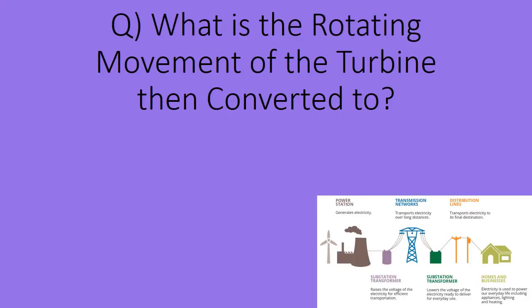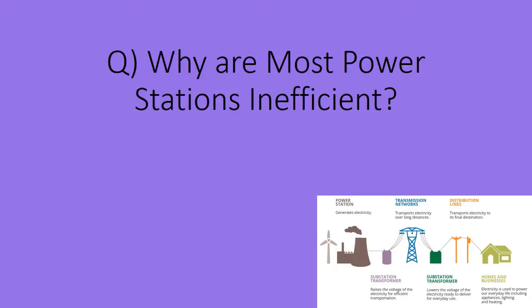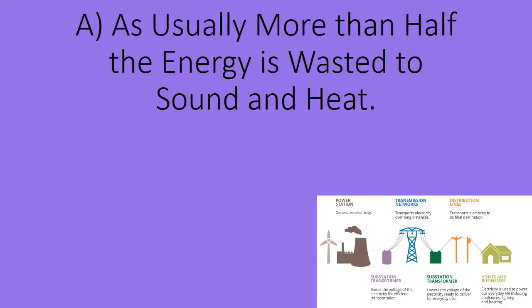What is the rotating movement of the turbine then converted to? Electricity by the generator. Why are most power stations inefficient? Usually more than half the energy is wasted to sound and heat.